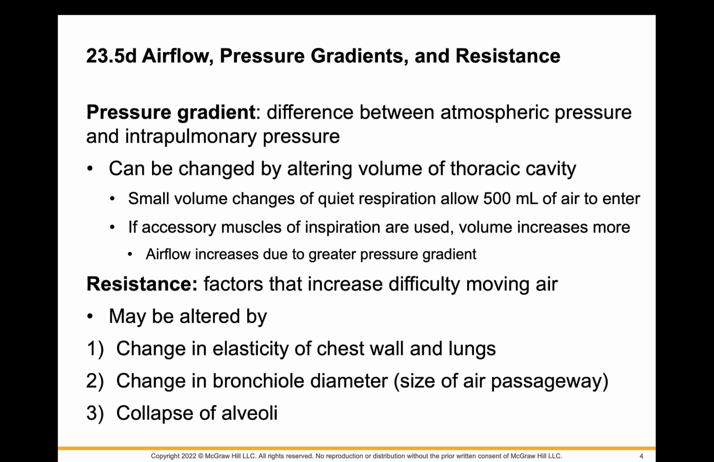This is going to be altered by changing the volume of the thoracic cavity. Small volume changes of quiet respiration allow tidal volume, or 500 mils of air, to enter. If accessory muscles of inspiration are used, this volume will increase, and we can see a significantly greater increase in volume during exercise. The increase in airflow is due to the greater pressure gradient.